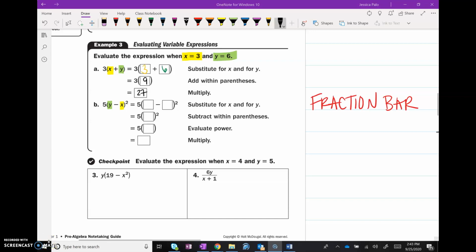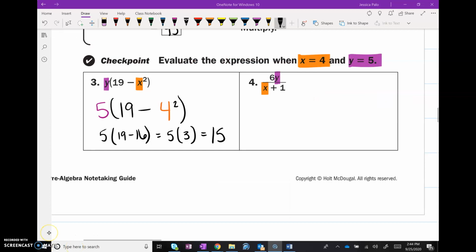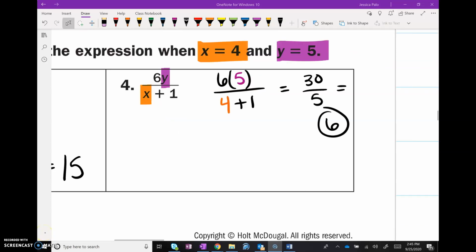Now move on to B. I hope you didn't let example B trick you because they reverse the Y and the X. If you got 45, you are correct. Now moving on to checkpoint number 3. The final answer for number 3 is 15. If you got that, excellent job. And the last one, number 4. And your answer to number 4 is 6. Great job.